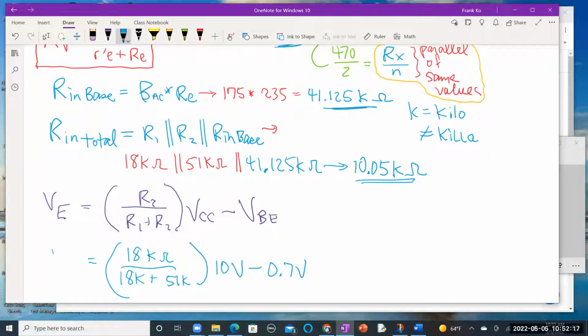If you go to do the math for your VE, let me go ahead and do that with you. Let's go ahead and take 18 divide by open parentheses, 18 plus 51 close parentheses, and then times 10, and then subtract 0.7. Okay, you should have a number.